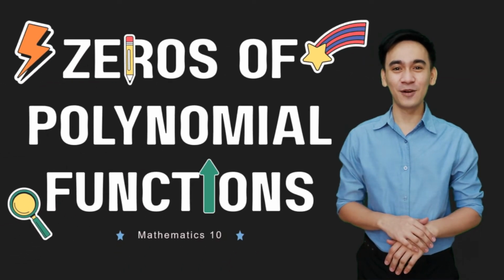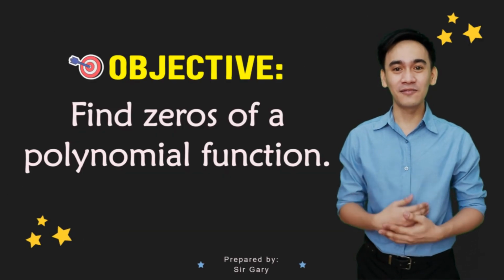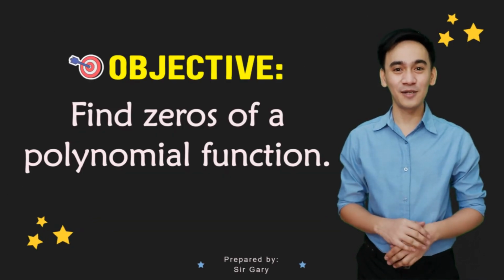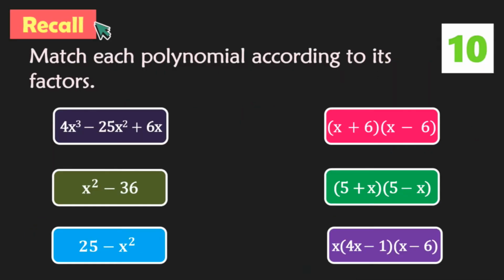And today, our lesson is all about zeros of polynomial functions. At the end of this lesson, you are about to find zeros of polynomial functions. But before that, let's have a short recall. Match each polynomial according to its factors. You have 10 seconds to answer and your timer starts now.